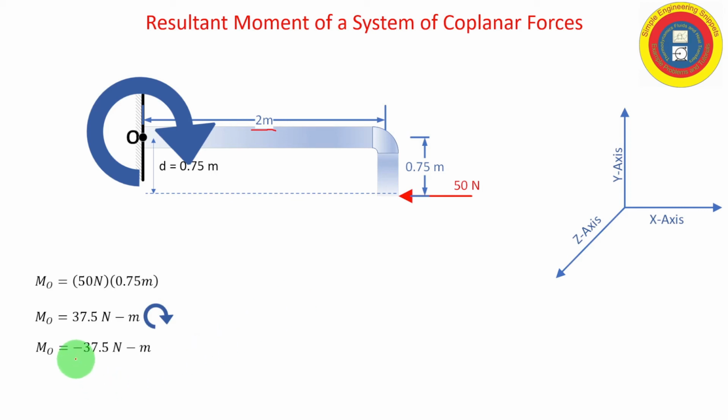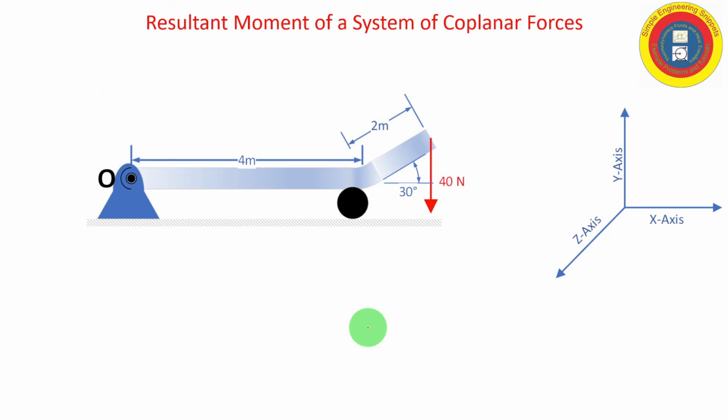And again, I can specify that with a negative sign because by definition it's either in the positive z direction or the negative z direction. Okay, working through one more example. This looks a little bit more complex, but in reality it's not.